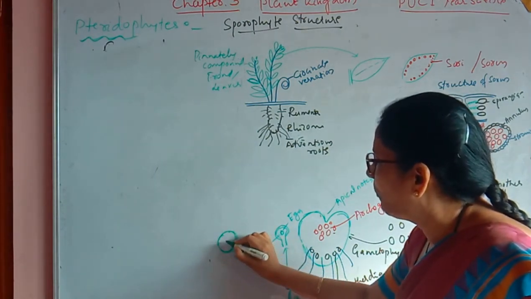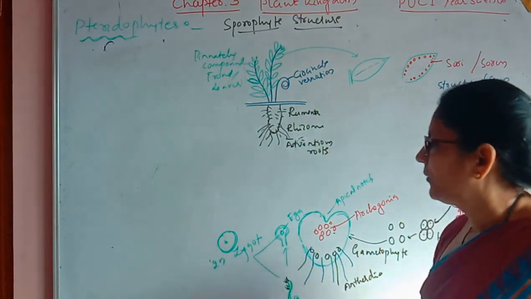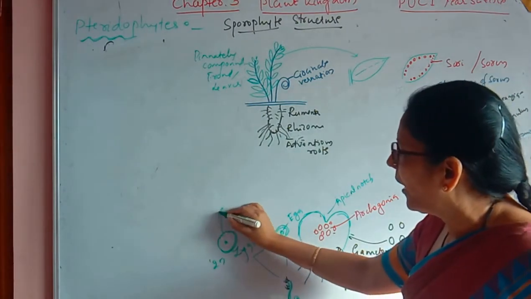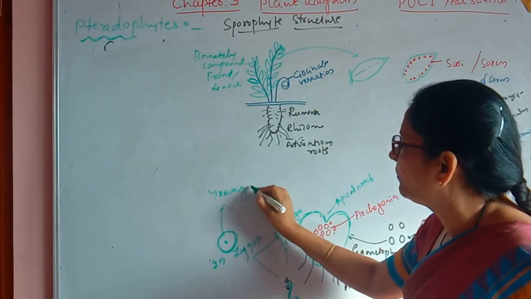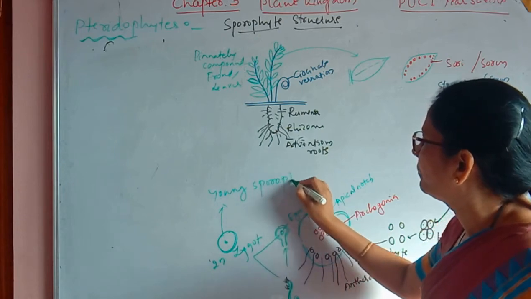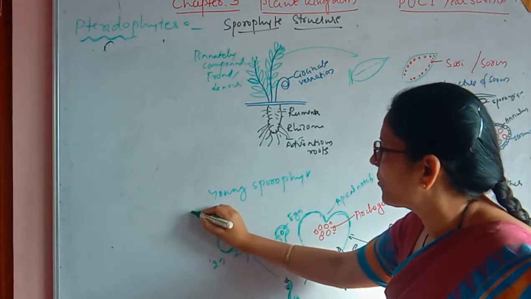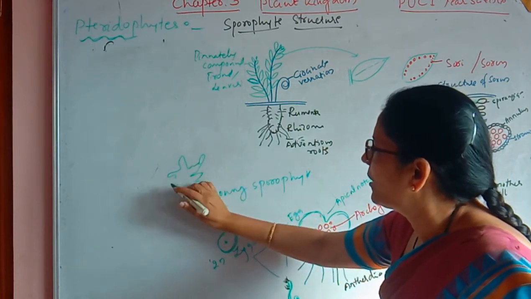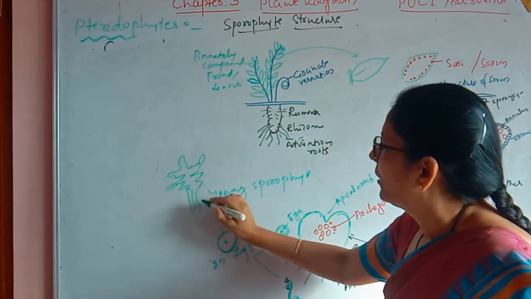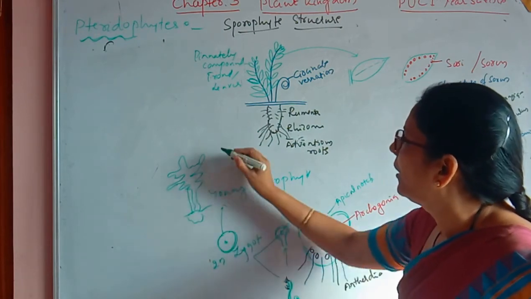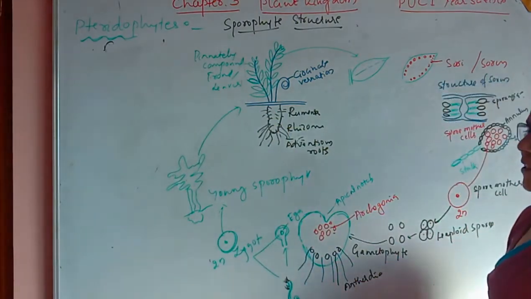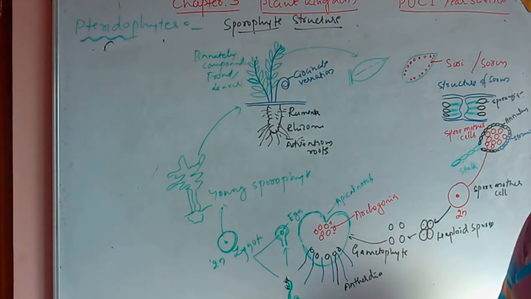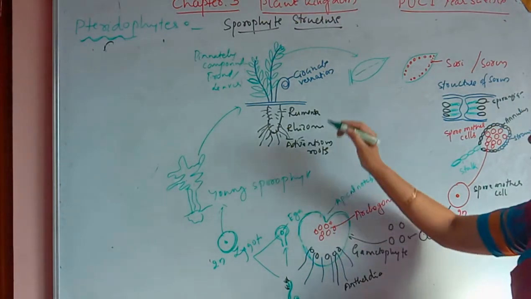The zygote is diploid, undergoes repeated mitotic division and forms the young sporophyte. This young sporophyte later develops into the mature sporophyte. So this is the life cycle of a pteridophyte plant, taking the example of fern.